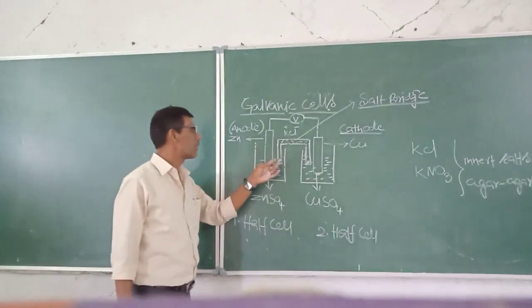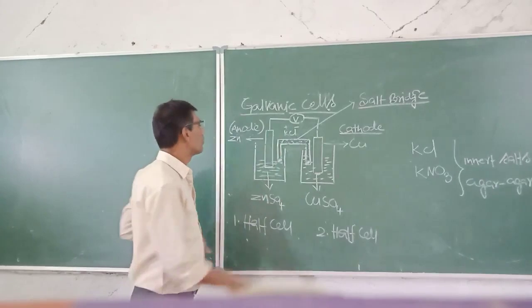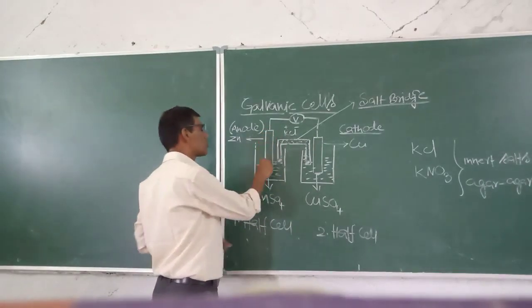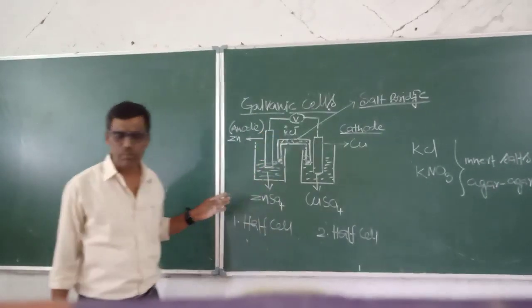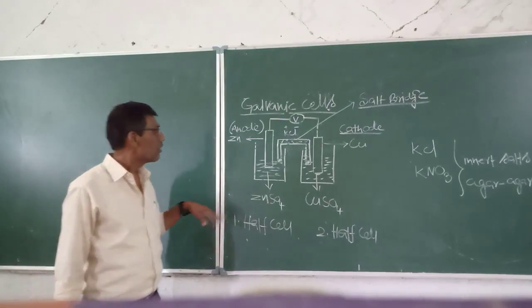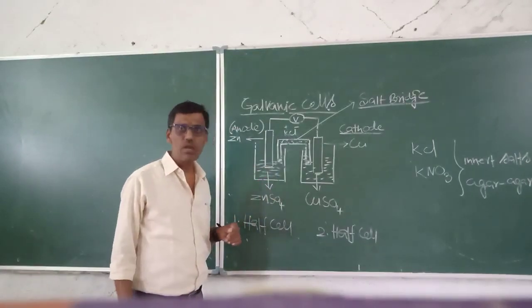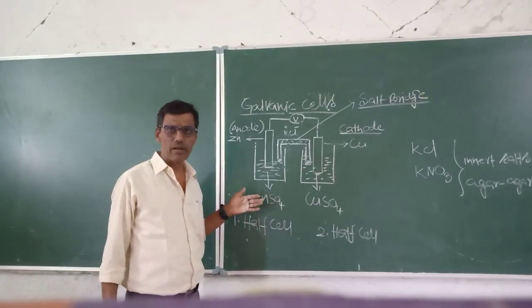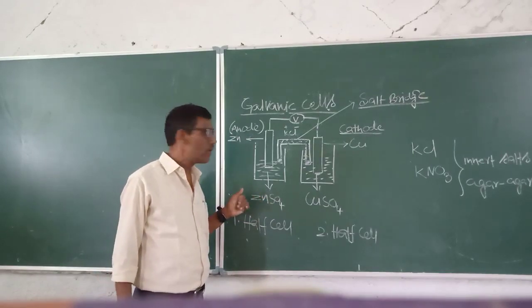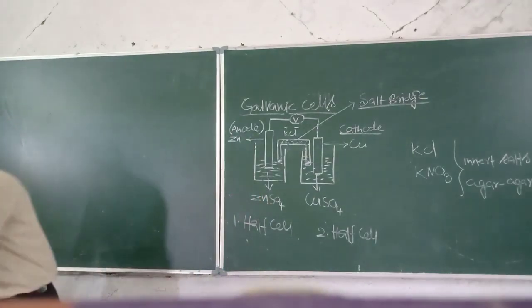So what happens when they are connected? Now I have represented the galvanic cell diagrammatically. We'll see what kind of reaction takes place and how electricity is produced here. Now let us look at the diagram of this.